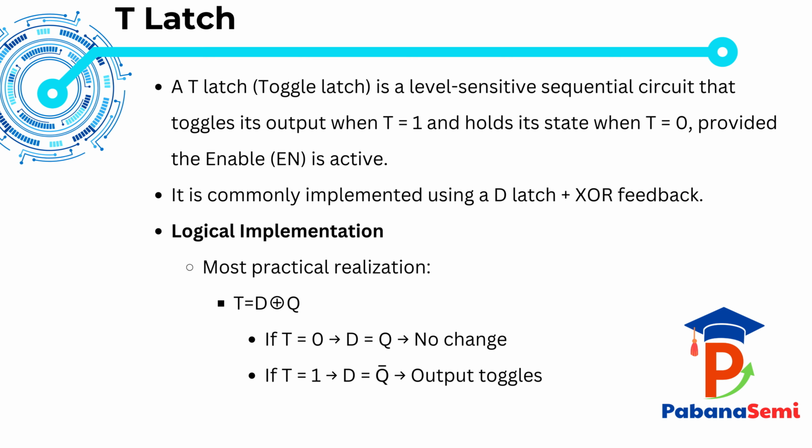In practical designs, a T-latch is commonly built using a D-latch with XOR feedback. The key relationship is D equals T XOR Q. So if T is 0, then D becomes Q, which means no change at the output. If T is 1, then D becomes Q bar, so the output toggles. So remember, with enable active, T equals 0 means hold, and T equals 1 means toggle. That is the basic working of a T-latch.